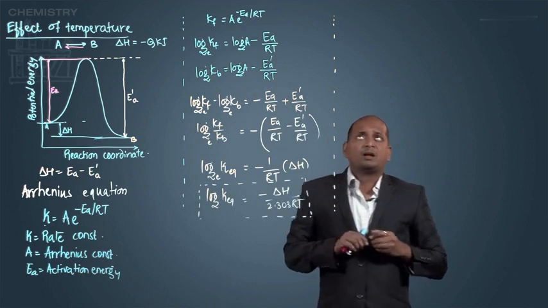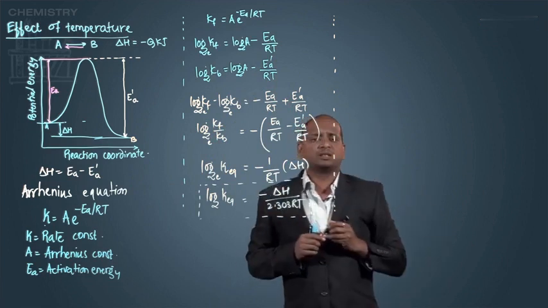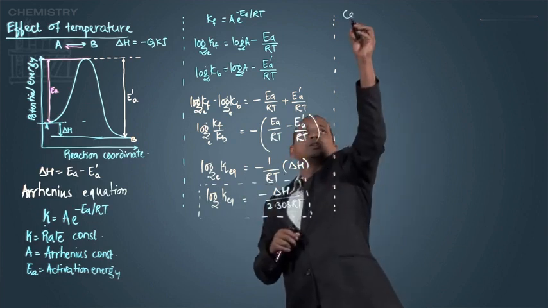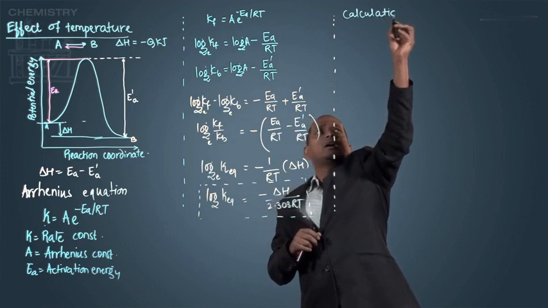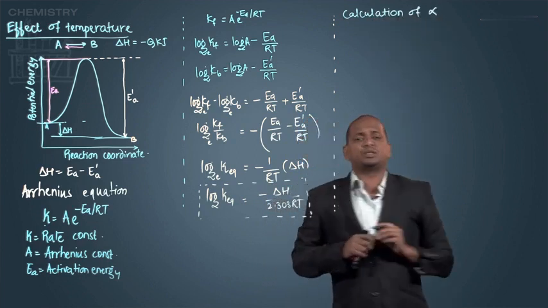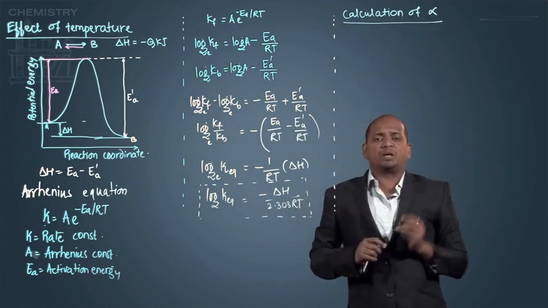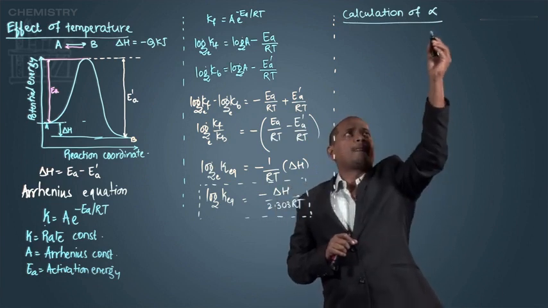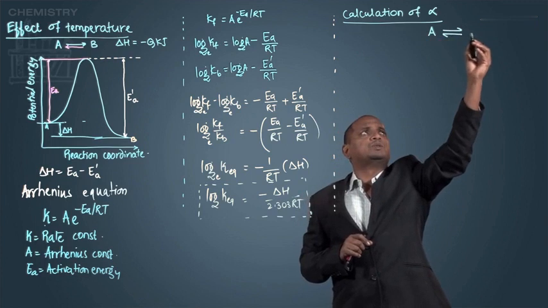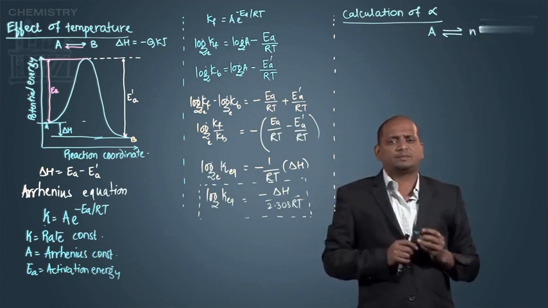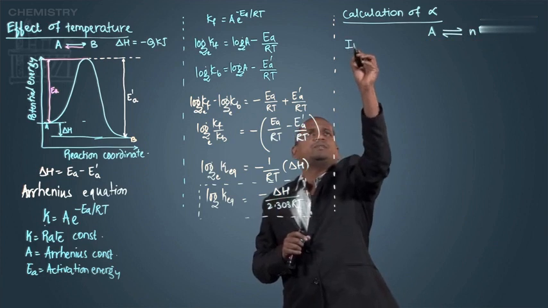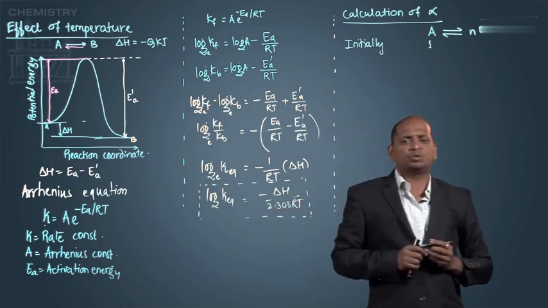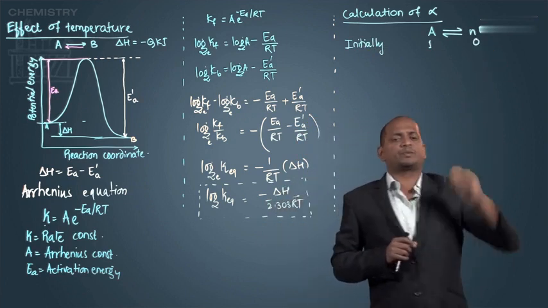Now we will consider dissociation, the degree of dissociation, and how to calculate it. Calculation of degree of dissociation with respect to vapor density. Let us consider a reaction: A reversibly gives you nB. Initially we have, suppose, 1 mole. Since there is no dissociation, B must be 0.